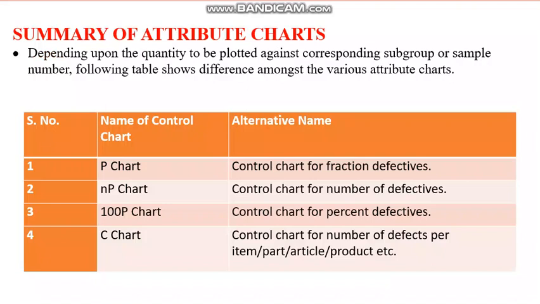Summary of attribute charts. Now the summary is, P chart is a control chart for fraction defectives, whereas NP chart is for number of defectives. And there is something called a 100p chart also. This is the chart for percent defectives, that we have not studied.